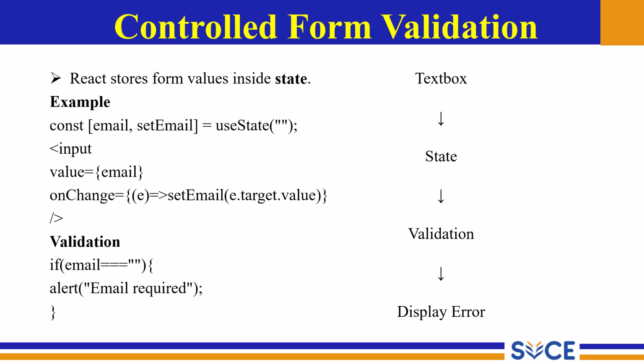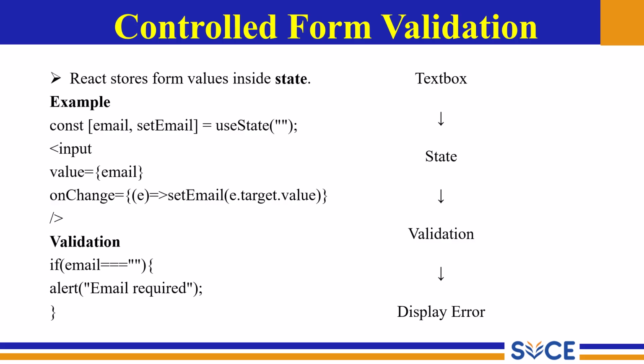In the first line, const [email, setEmail] = useState(""), email initially contains an empty string because the user has not entered any value. The function setEmail is used to update the value whenever the user types. Think of it as a notebook. Whenever the user types a letter, React immediately writes it into the notebook. Now connect the input field. This is where the input field becomes a controlled component.